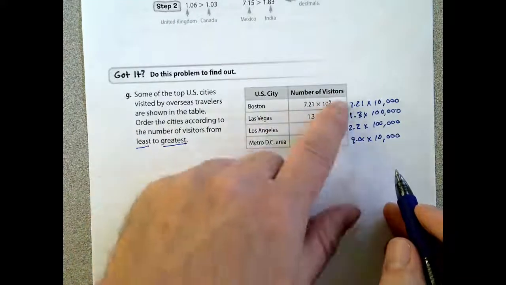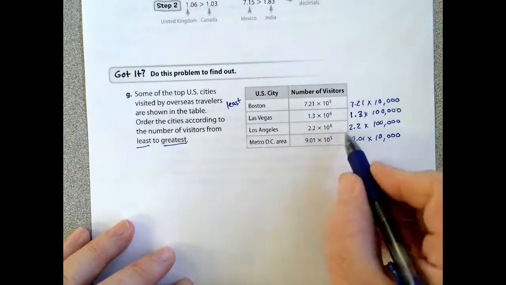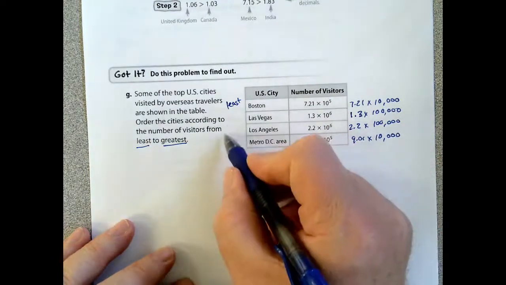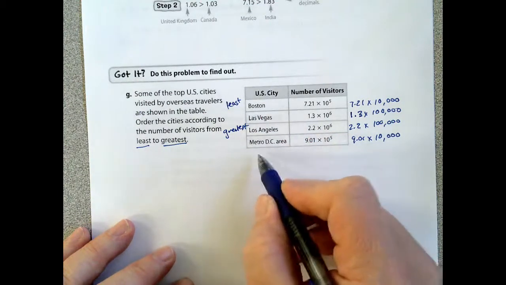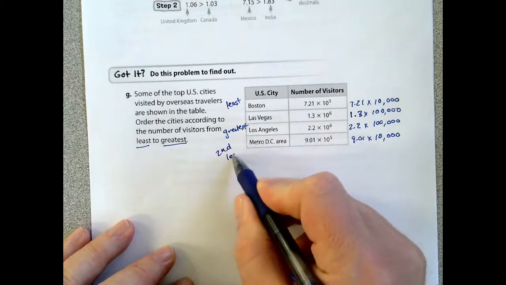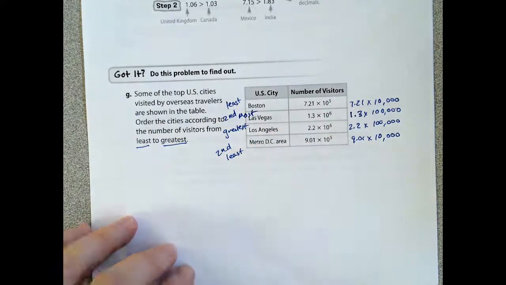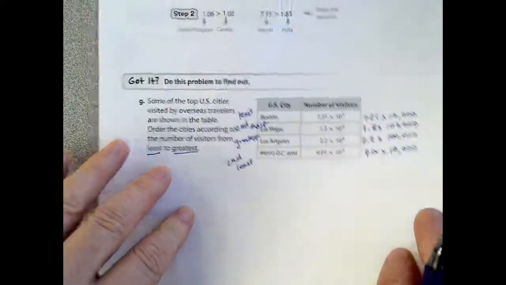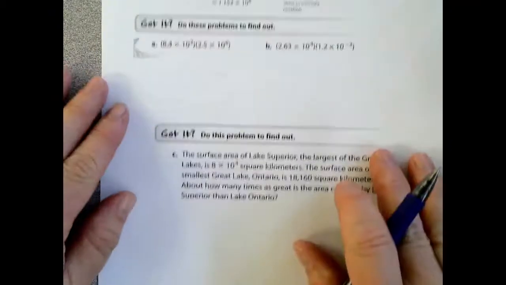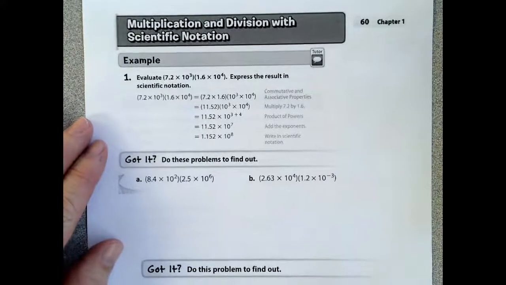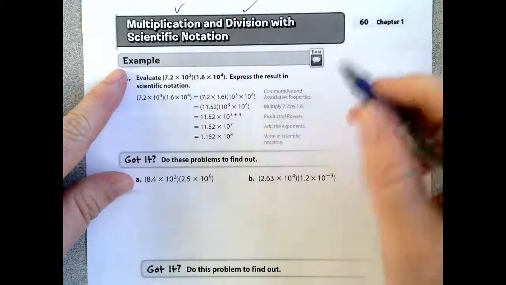So the least would be here, this is the least. And then the greatest would be here. And then this is the second least. And the second most. So you want to develop a little bit of that reasoning.